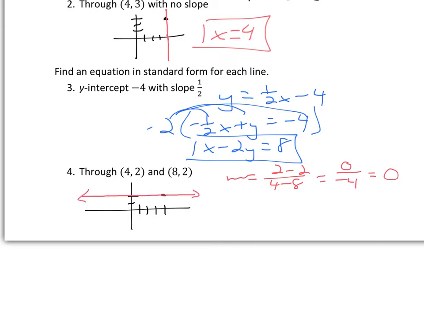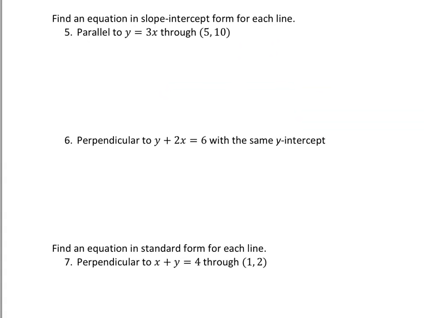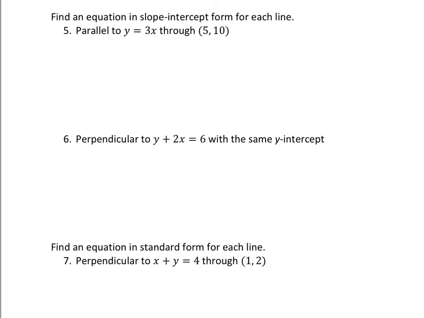That's a dang good line. And remember, the horizontal lines are y equals something, so the answer here is y equals 2. Now we're going to get into some parallel and perpendicular stuff. Remember, parallel means same slope, perpendicular means opposite reciprocal slope.